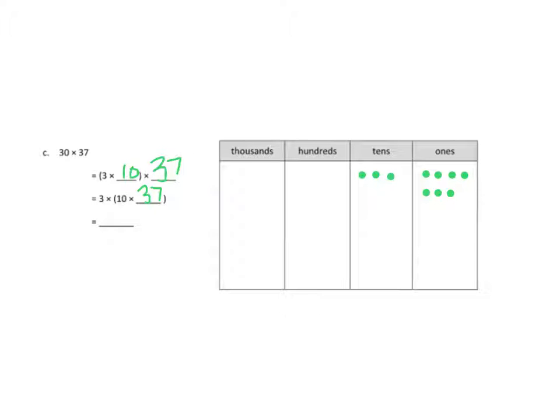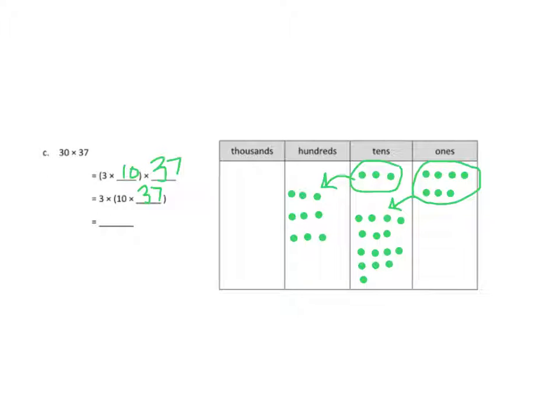And like we talked about before, when we multiply by 10, you can just circle it and move it into the next place on the place value chart. So there's that. And then we have 1, 2, 3, 1, 2, 3, 4, 5, 6, 7. So now we need to multiply that by 3. So we're going to have 1, 2, 3 three times, and 1 through 7 three times.